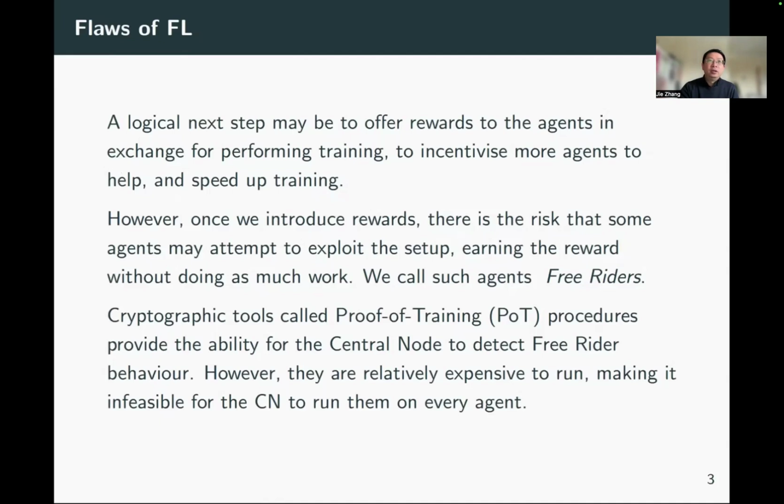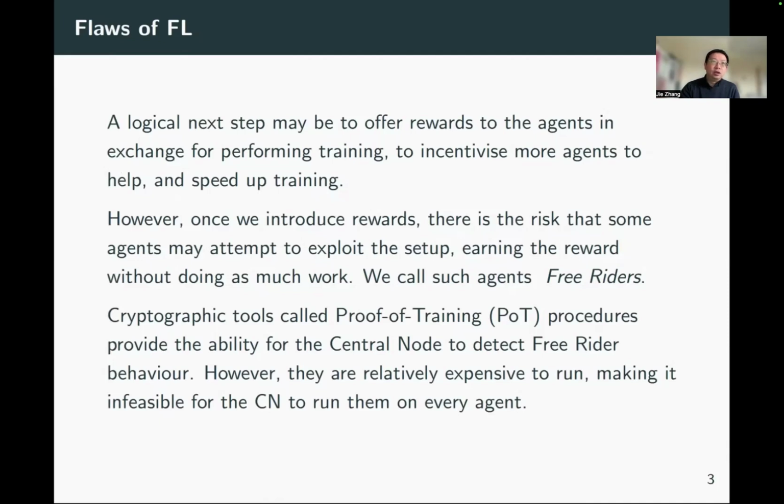You can imagine a marketplace where, as a central node, you can put up a price that you will offer for people to do the training on your behalf, and people can volunteer to do it for you. The issue, once we start to introduce rewards, is that there are then going to be agents that want to exploit those rewards and earn them without putting in the work. Here we call those free riders.